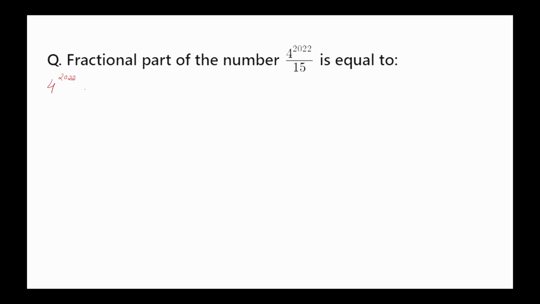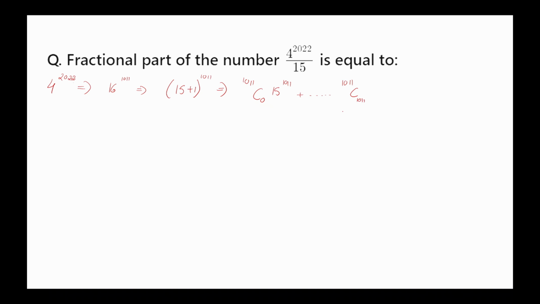So what I can do is write this term as 16 to the power 1011. I've taken 4 squared as common, so it becomes 16 to the power 1011. And now how can this 16 be written? It can be written as 15 plus 1 to the power 1011. I hope you are getting it. Now, if I try to open this up using my binomial theorem, I would get 1011 C0 15 to the power 1011, and this would go on till we have 1011 C1011, and we would have a 1 here.